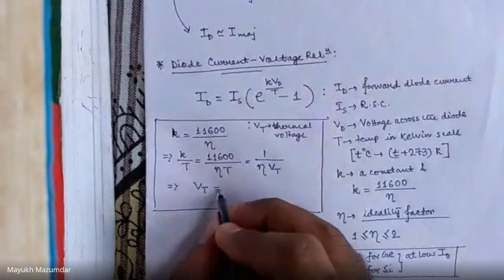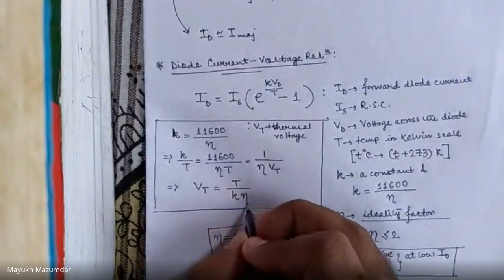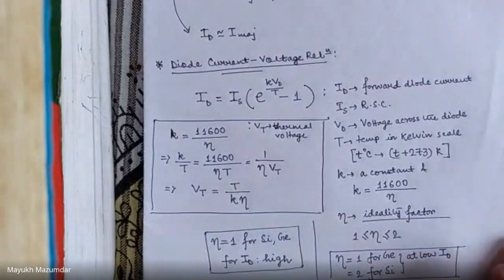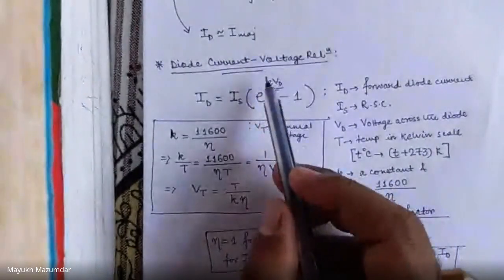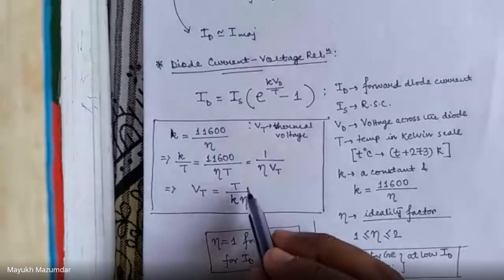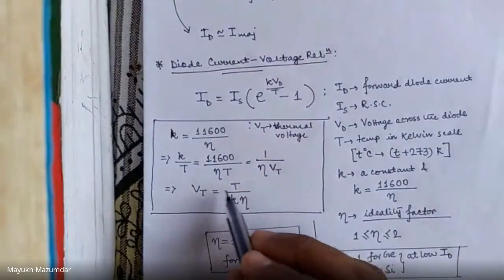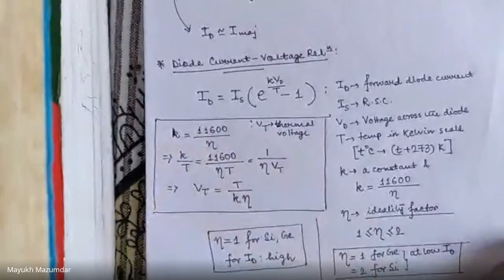Where Vt is nothing but P by k times eta. Why am I writing this? You might be confused, but in the exam sometimes you see that in this expression there is no trace of eta. But if you use this substitution, you can directly get eta. You need not work so much.